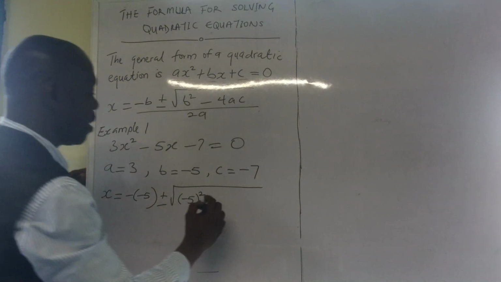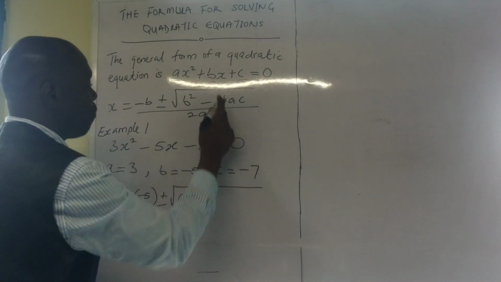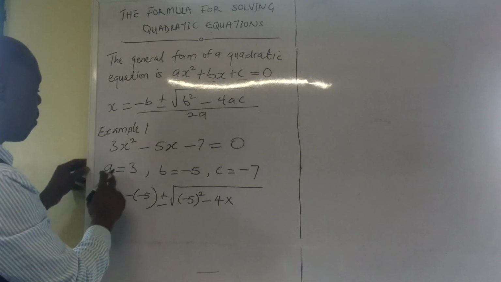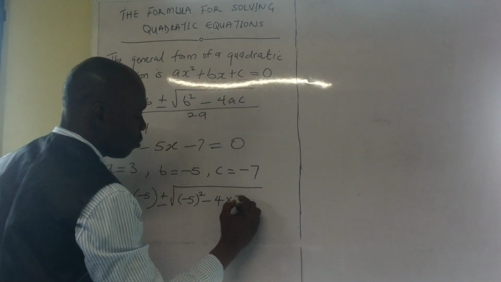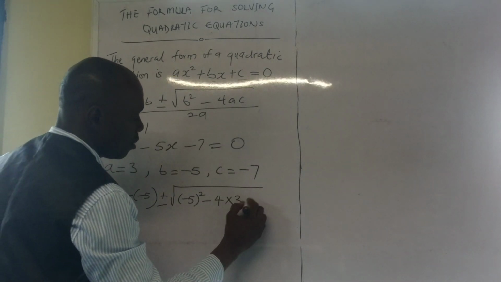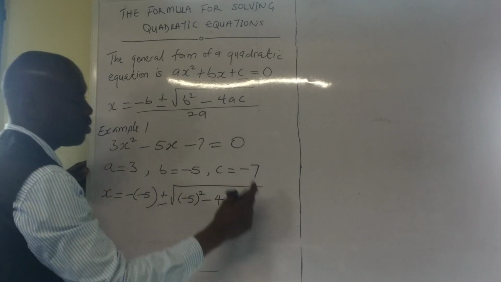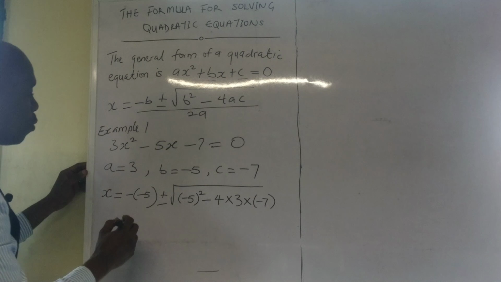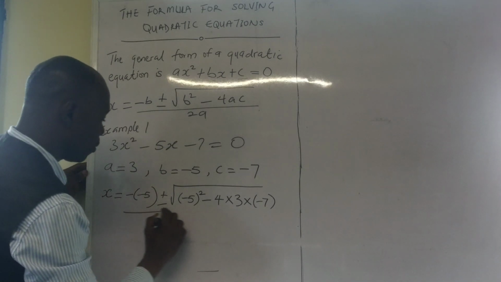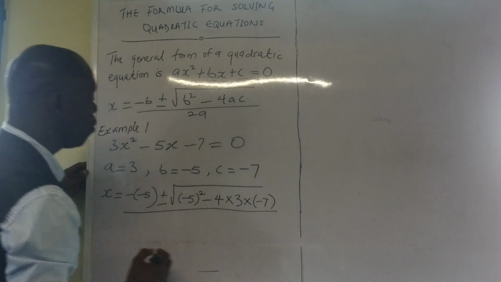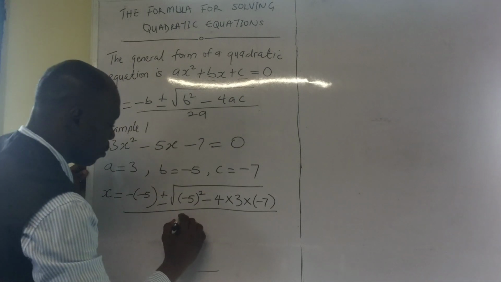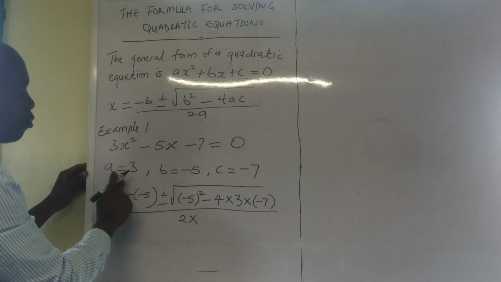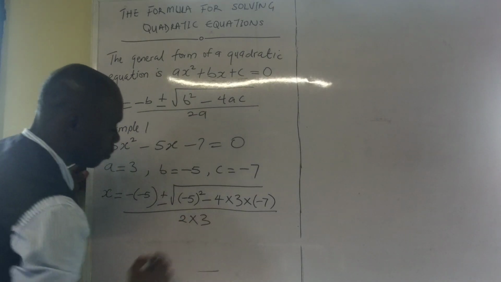Then minus 4, we have 4 here, times our A here, which is 3. Put down our 3, times our C here, which is minus 7, so close the bracket. Then all over, everything all over 2 times A that we have here. A here is 3, so we'll put 3 here.